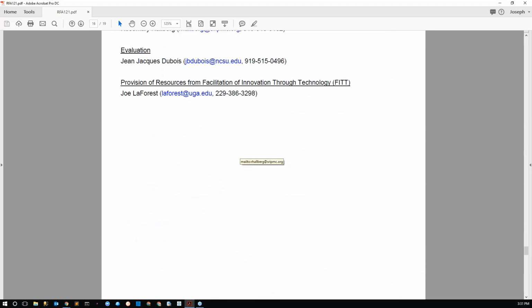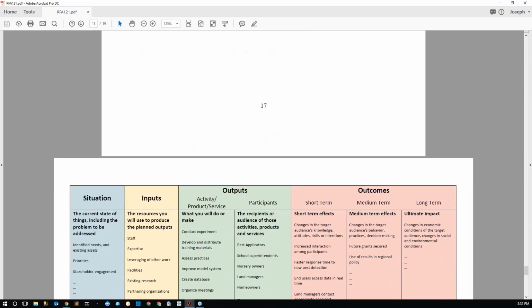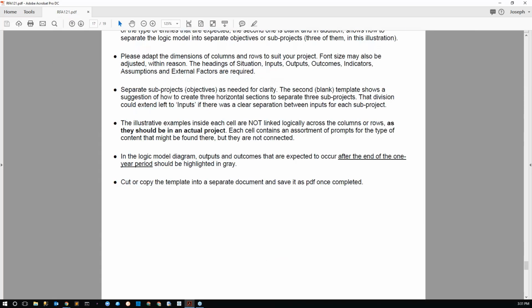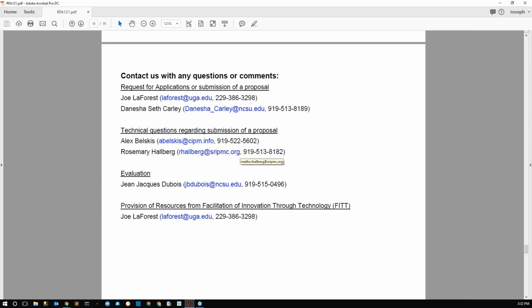And that is pretty much the entire RFA. The only thing left at the end was the templates for the logic models. We're going to go ahead and end the webinar. This video will be posted to the Southern IPM Center YouTube channel, so you could rewind it, watch through it, and see what else is there. As I said, we've tried to make it as straightforward as possible. If you see some way we can make it more straightforward, by all means, let us know.